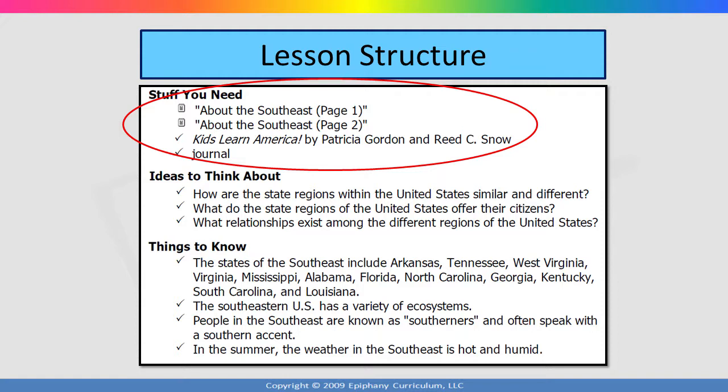In the age 9 to 11 level, there are 2 journals that your child will keep through the year, a spelling journal and a language arts journal. The journal is simply a wide-ruled notebook that your child will be instructed to write in throughout the year.